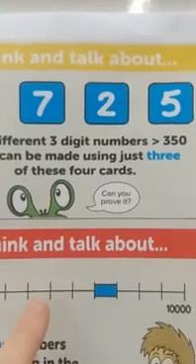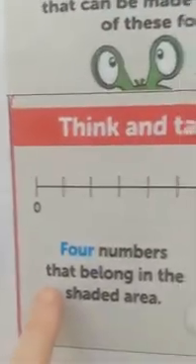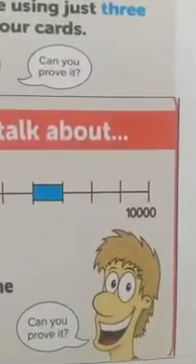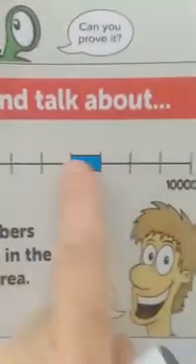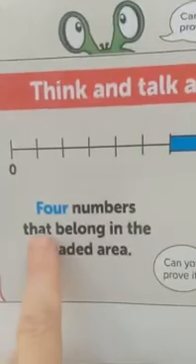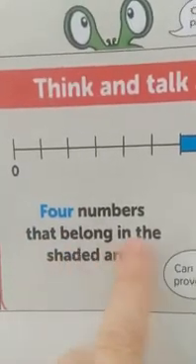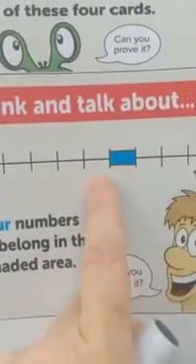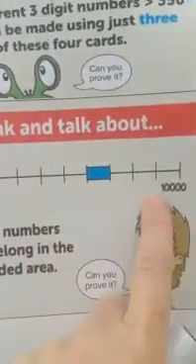3 different numbers. And for this one, you've got a number line from 0 to 10,000. We've got a place there. Can you put 4 numbers that would belong in that gap? Very carefully count the scale and then see if you can work that one out.